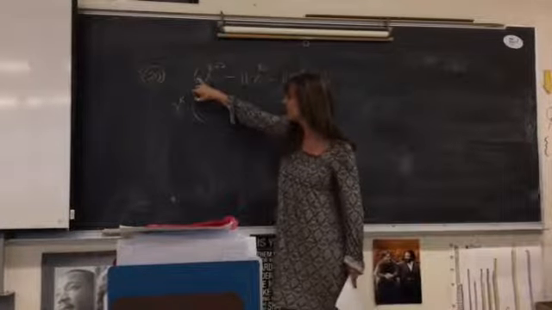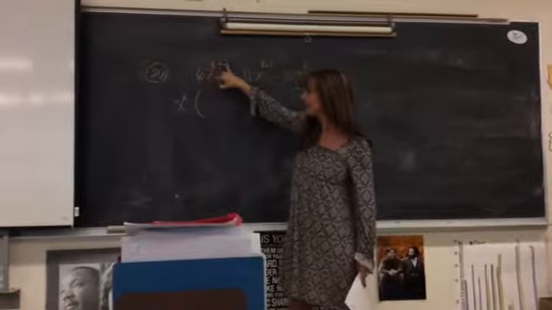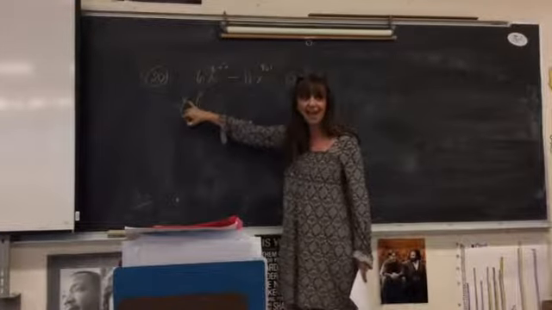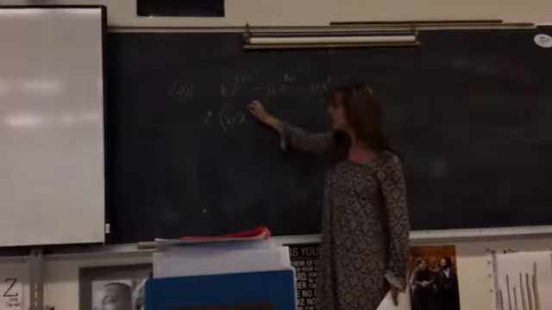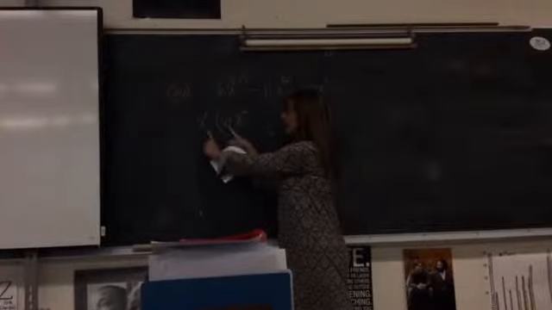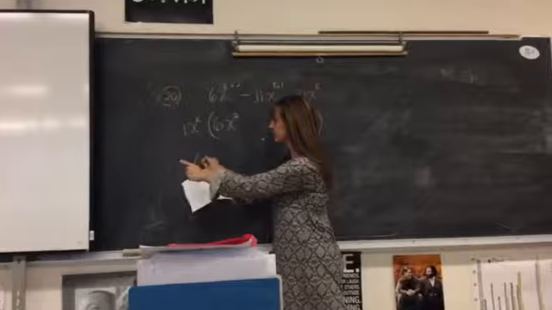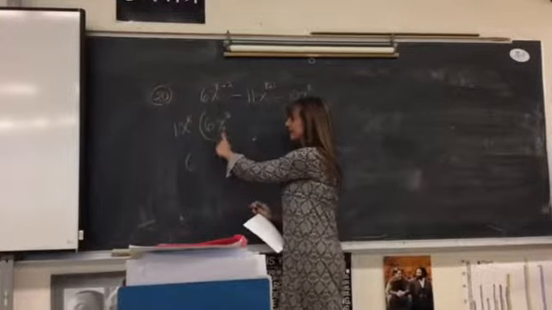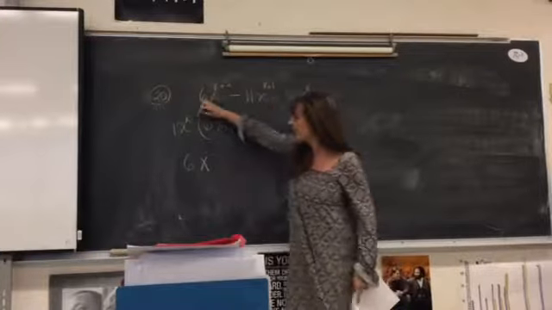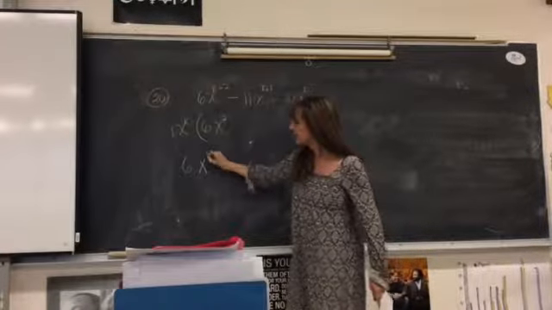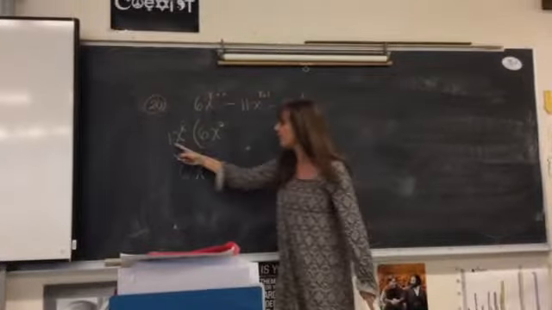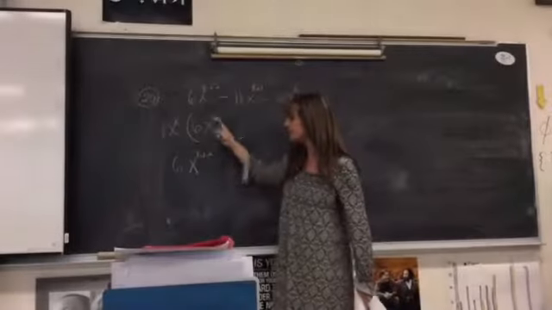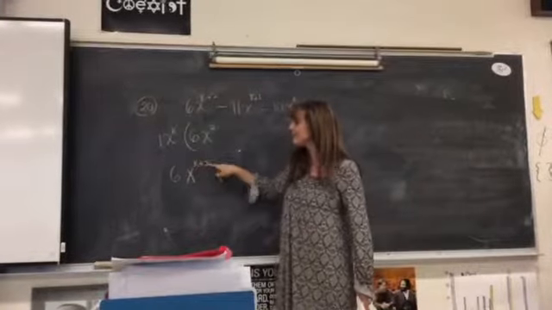Now, when you have a 6x to the k plus 2 and factor out an x to the k, watch what happens. You're left with a 6x squared. How is that? 6 times 1 is 6. X to the k times x to the 2 is x to the, add the exponents, k plus 2. Right? You add the exponents when you multiply. So do you all see how that works? X to the k times 6x squared is 6x to the k plus 2.